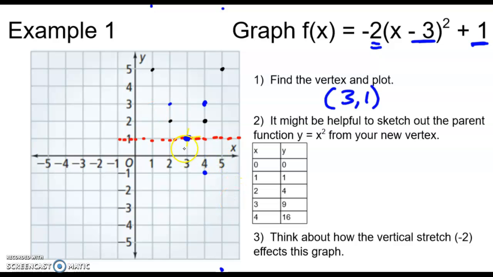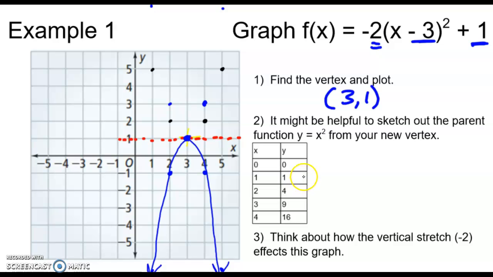Okay, then we can do the other side. If I go left 1, squared is 1. But I want to double it. So I'm going to go down 2. 2 squared is 4, but double that. So go down 8. It's not at -8, it would be at -7. And then you can connect the dots.